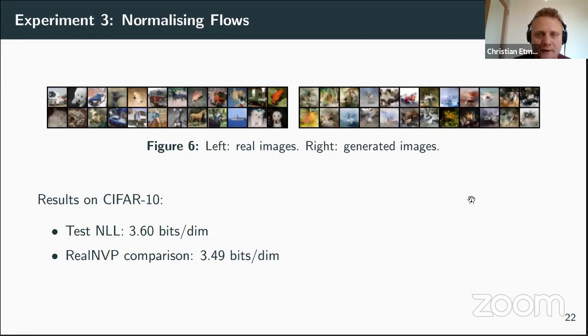So at the first try, we applied this to CIFAR-10. And as you can see, on the left, we have the real images. On the right, you have some generated images. And these look not perfect, I would say. But one has to say that even for the best normalizing flows on CIFAR-10, the images don't look that much better, to be honest.